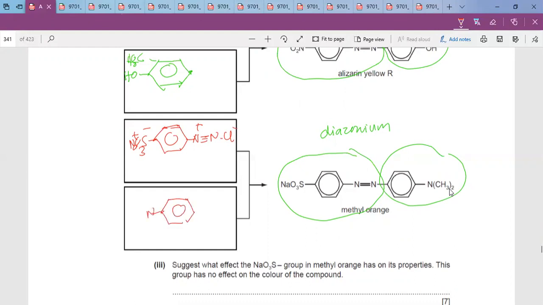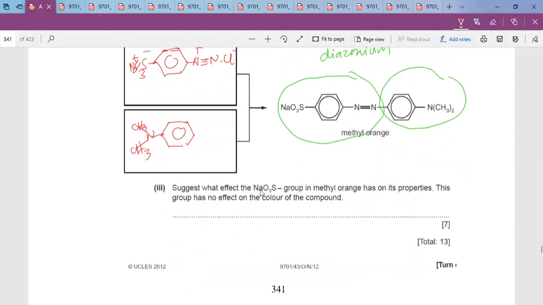Okay, and of course, you can put CH3 here, up to you. Okay, that's all. Now let's finish all this one first, because time is catching up. So, what is the effect of the sodium sulfonate group in methyl orange on its properties? This group has no effect on color. It makes it more soluble because it is ionic, that's what makes it more soluble.